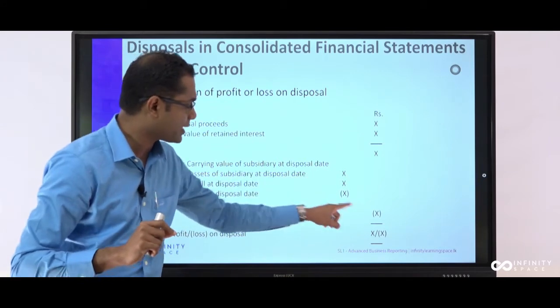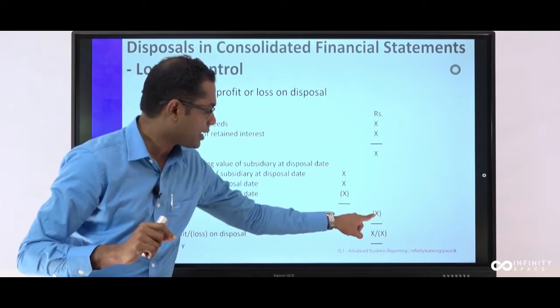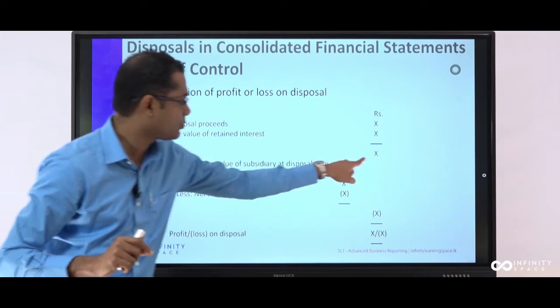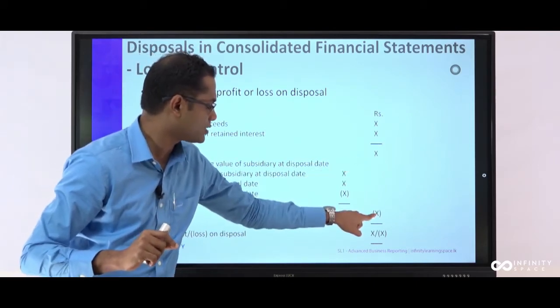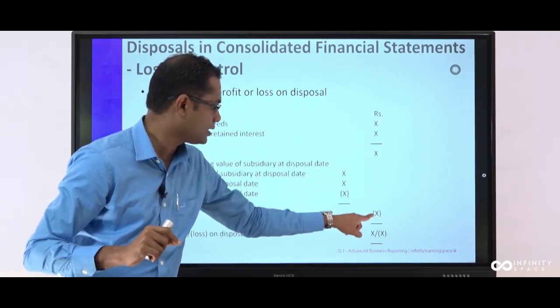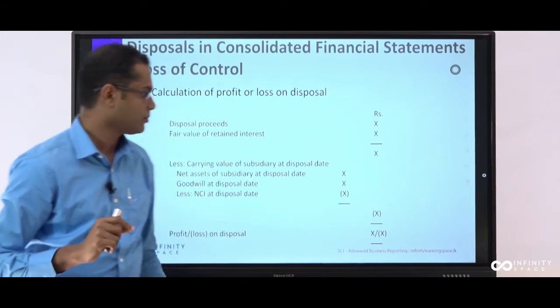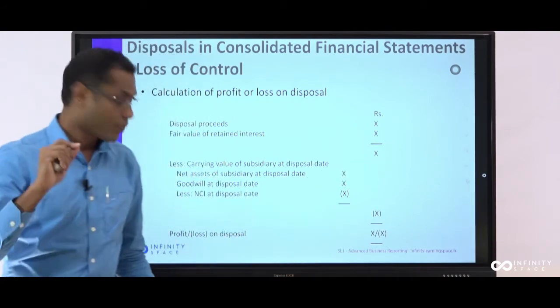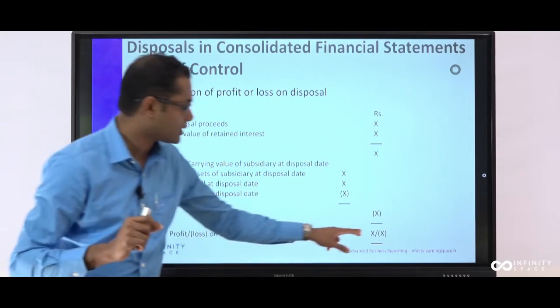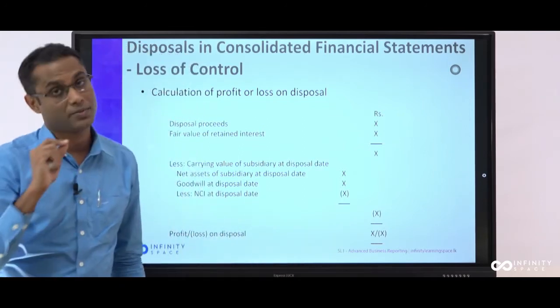Then you take the net answer of these three, and that has to be deducted from this figure. Okay, that has to be deducted. The answer of these three, this figure has to be deducted from this. So then you are getting the profit or loss on disposal in the consolidated income statement.